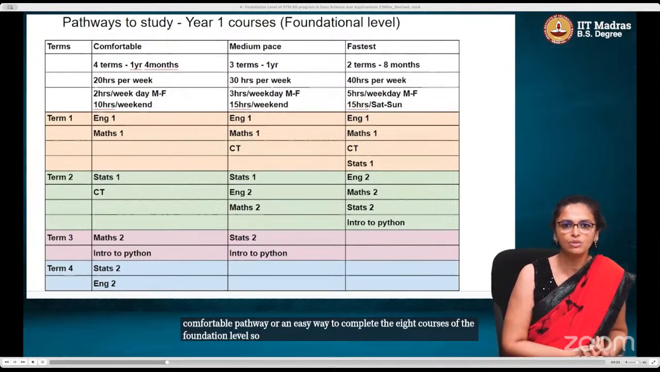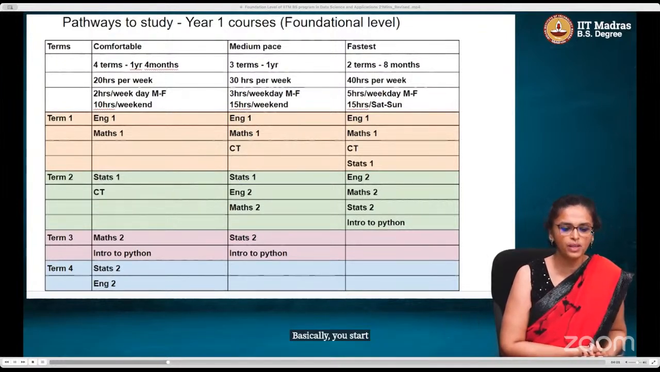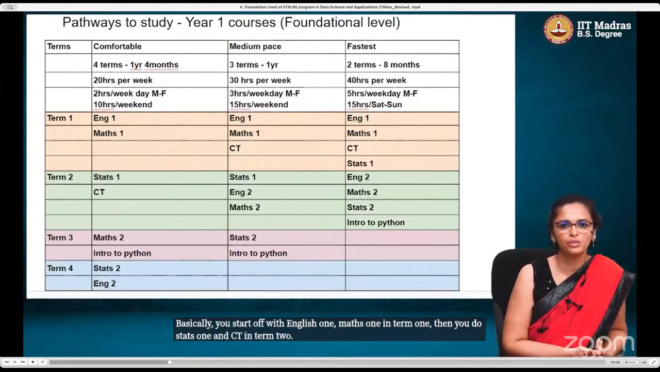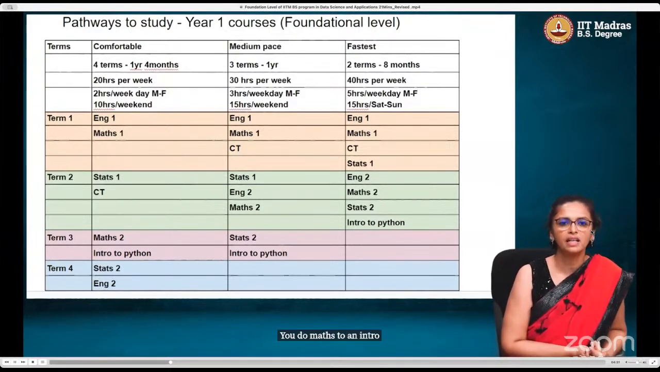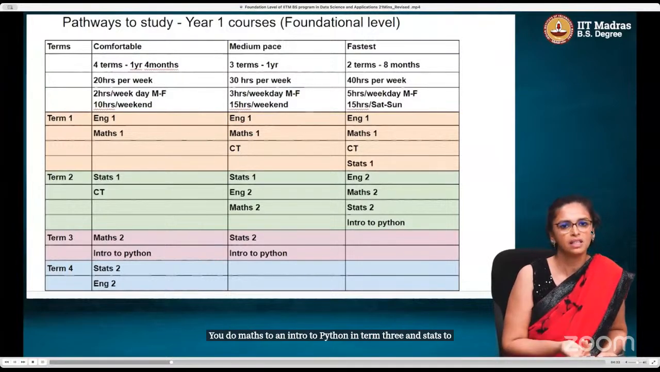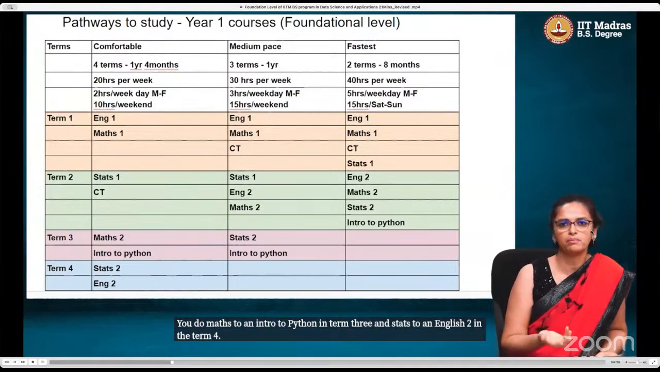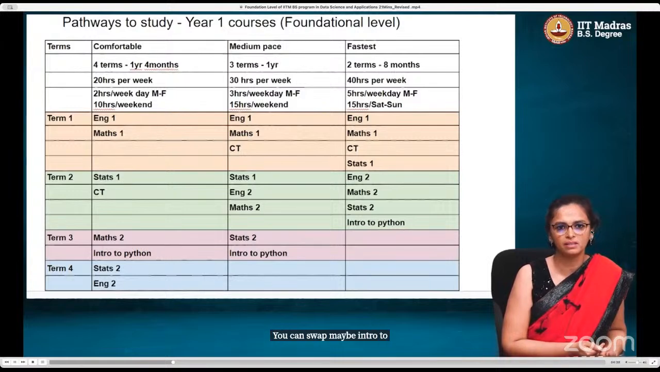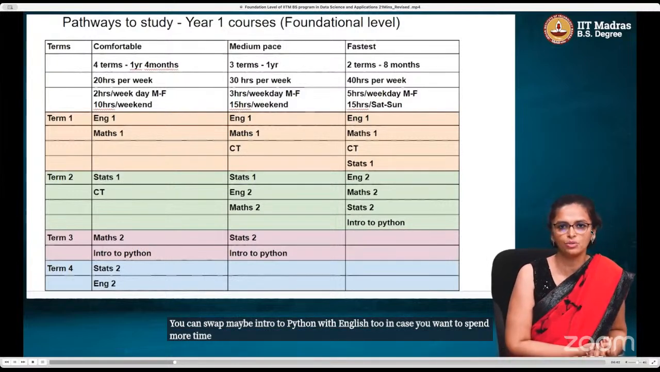So basically you start off with English 1, Maths 1 in term 1, then you do Stats 1 and CT in term 2, you do Maths 2 and Intro to Python in term 3, and Stats 2 and English 2 in term 4. You can swap maybe Intro to Python with English 2 in case you want to spend more time on the coding part, or you can use it as is.